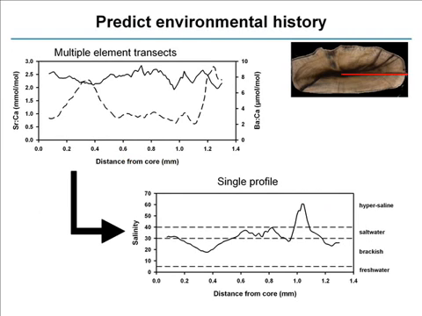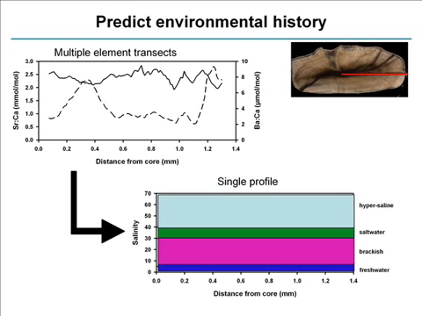However, what we don't just want to be able to do is look at these transects and look at individual elements. What would be nice is if we could come up with a single profile, so to get a variety of elements and then come up with a single profile for the whole fish and base that on the predicted salinity. So, for example, we could then look and say the fish has spent this much time in fresh water, this much time in brackish or salt water versus hypersaline waters.